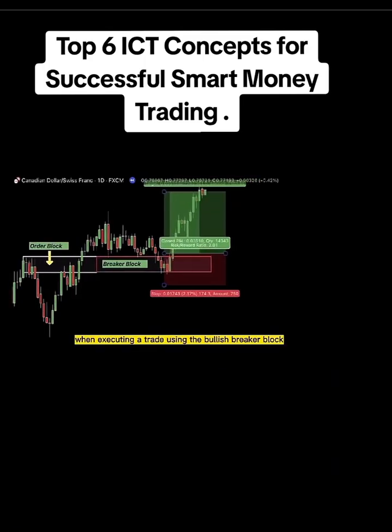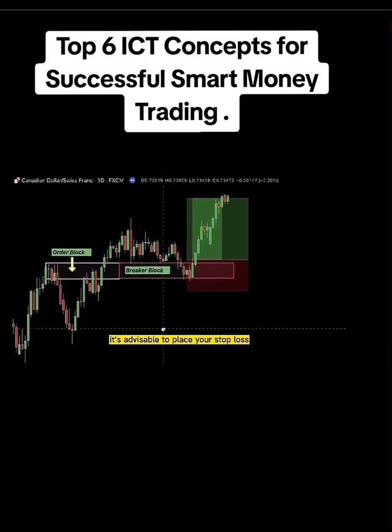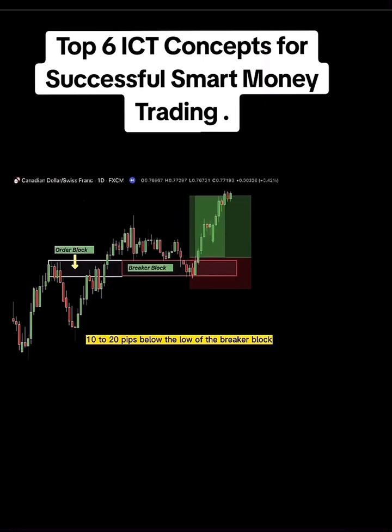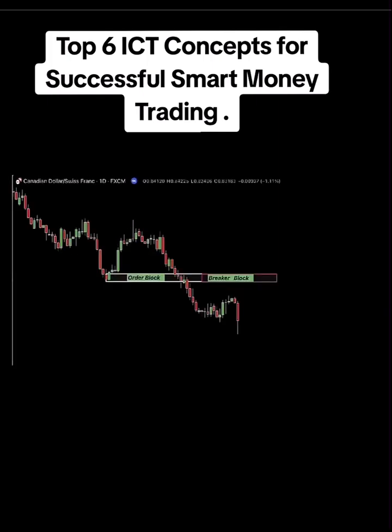When executing a trade using the bullish breaker block, it's advisable to place your stop loss 10 to 20 pips below the low of the breaker block to protect your trade in case the market retests lower levels. Next, let's explore the bearish breaker block trading strategy. Similarly, in a bearish trend, we use the bearish breaker block for sell trades.